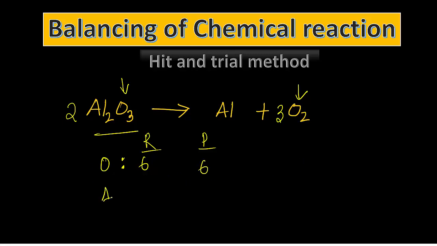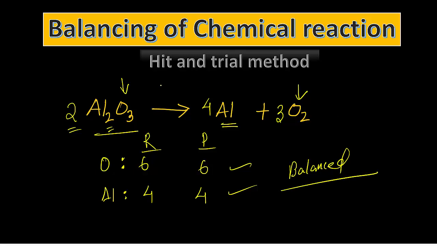So what is the number of aluminum atom in the reactant side now? 2 into 2, that is 4. Now in the product side, only 1 atom is there. So place 4 before that. The aluminum atom will become 4. Now aluminum and oxygen both are balanced. So the reaction is balanced. So what is the technique we are using? We are using the hit and trial method.